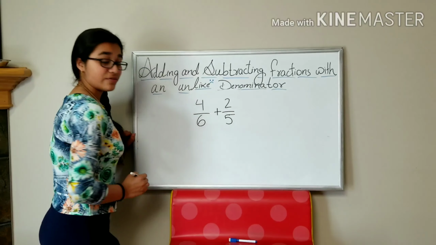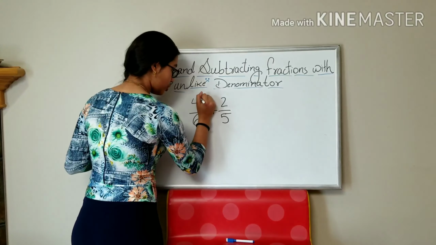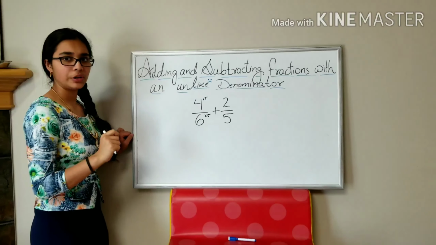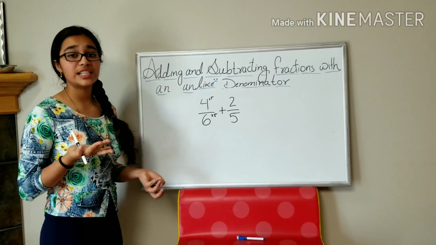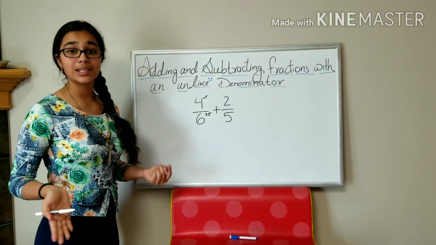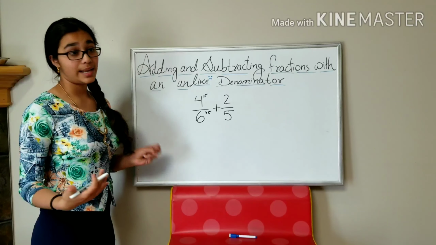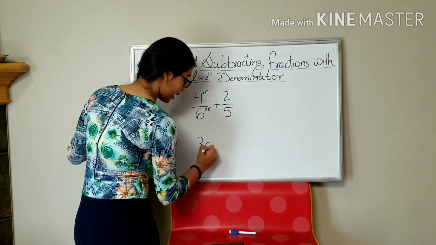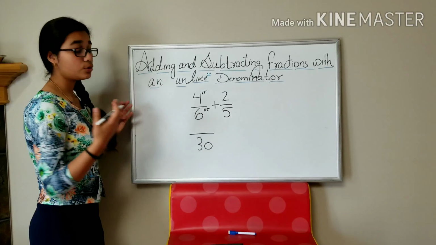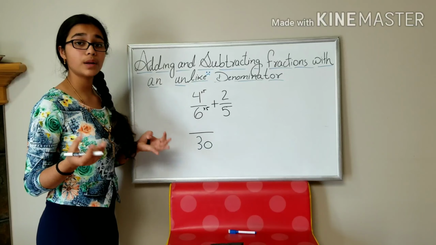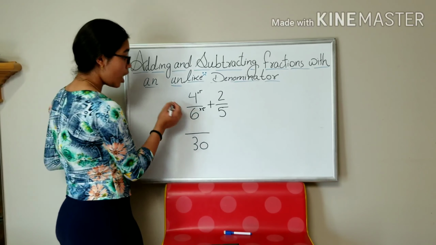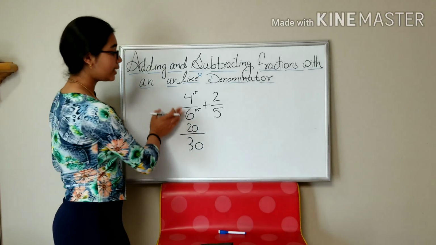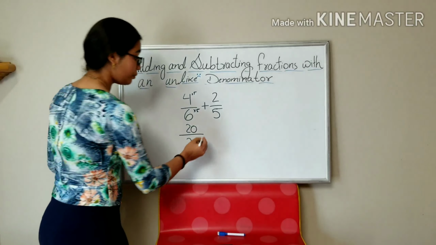If we do 6 times 5, we get 30. So we would just write times 5 on the top in the littlest handwriting you can do. This times 5 doesn't really matter, but it helps you look at your past steps and check if you've made a mistake or not. We know that 6 times 5 is 30. And whatever we do to the bottom number, we do to the top number. So 4 times 5 is 20. So 20 over 30 is the same as 4 over 6.